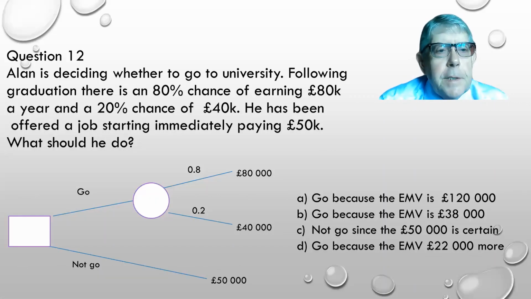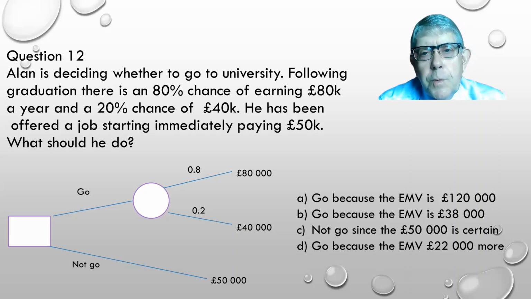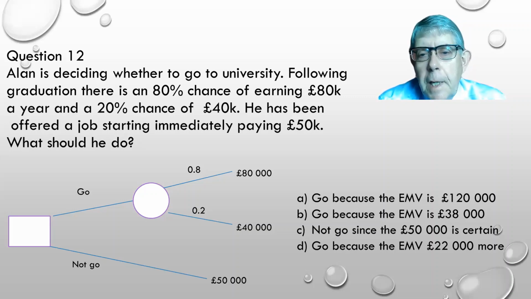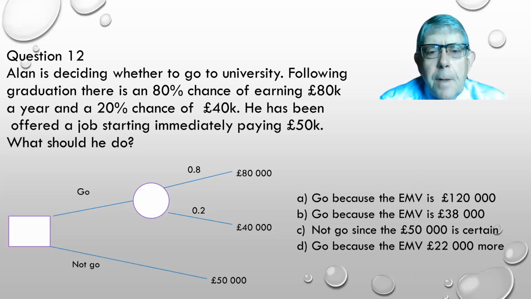Question 12. Alan is deciding whether to go to university. Following graduation, there is an 80% chance of earning 80k a year and a 20% chance of 40k a year. He has been offered a job starting immediately, paying 50k. What should he do? A, go because the EMV is 120,000. B, go because the EMV is 38,000. C, not go since the 50,000 is certain. Or D, go because the EMV is £22,000 more.